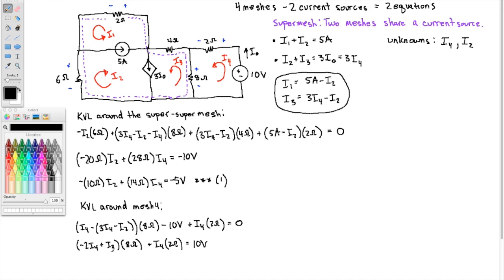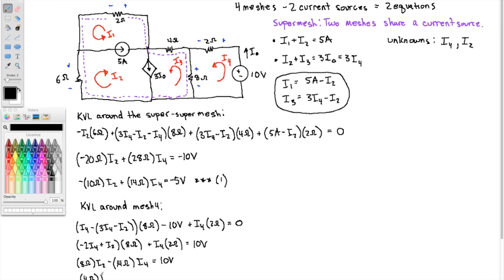Now I've got 8 ohms I2. I'll put it in the same form as equation 1. So I've got 8 ohms I2, and then I've got minus 2 and plus 2. That's nice. The minus 2 times the 8 gives me minus 16, plus 2 is minus 14. So minus 14 ohms I4 equals 10 volts. If you like, you can divide by 2 here.